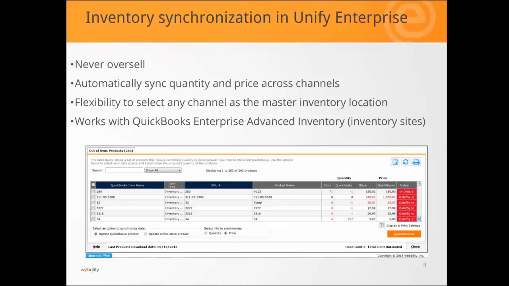Now, inventory synchronization is also a big piece of e-commerce operations and just overall workflow. And we have this tool within Unify Enterprise that allows you to synchronize your quantity and price across your multiple e-commerce channels. And you're able to designate a master location for that inventory. And it also works with the QuickBooks Enterprise Advanced Inventory sites, as I mentioned before in the previous slide. So this is all about giving the user and your clients control over where their inventory is going and how their inventory is moving.